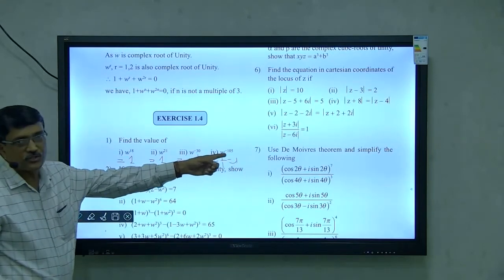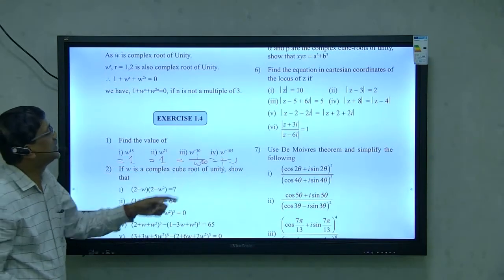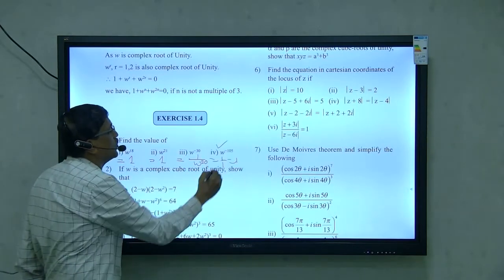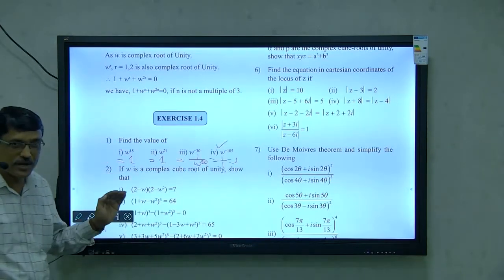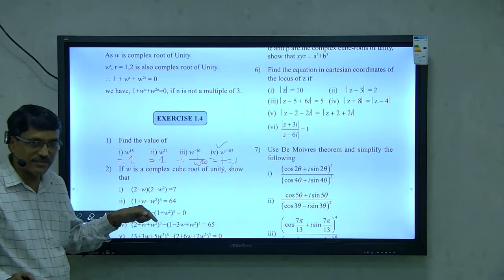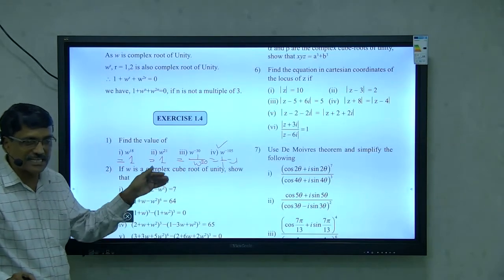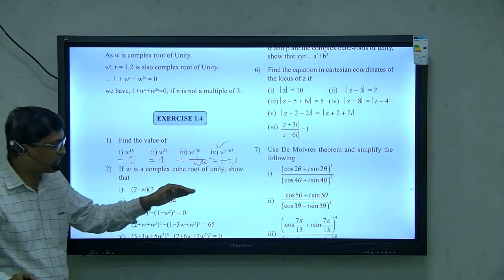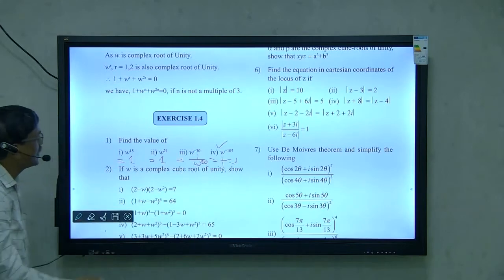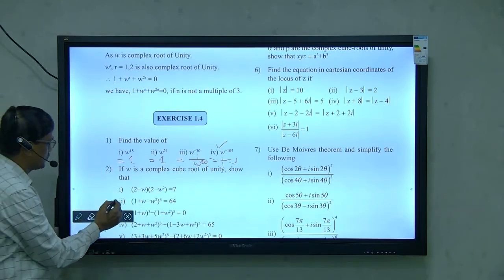Same here, omega raised to minus 105, this is the homework for you. See, check whether 105 is a multiple of 3 or not, transfer it to the denominator and find its value. Next example, question 2.